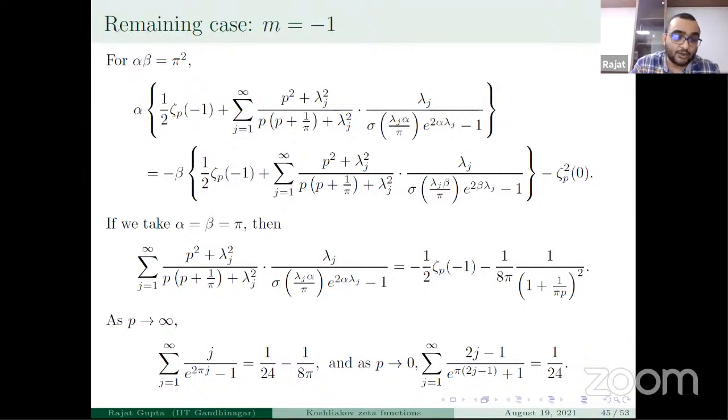And from here, we can conclude that this series is transcendental because this is rational and this pi is a transcendental number. But if you take p tends to 0 in the above case, then you find out that if you sum over the odd arguments of such a series, then this series will be equal to 1 upon 24, which is a rational number. So this series is a rational quantity.